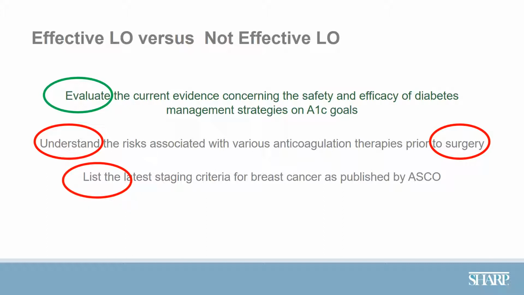We have list, and yes, that is a common verb that is appropriate to use. We can measure it. But one thing that would help is that we actually need a number here. What if we were going to make a test after this activity that had this objective? List the latest staging criteria for breast cancer as published by ASCO. Well, how many things do I need to list to be effective in achieving the objective? Do I need to list 1? Do I need to list 3? Do I need to list all the criteria? And so when developing the learning objective and you're going to use list as a verb, you need to think about how many items someone needs to list in order for you to think that that objective is effective.